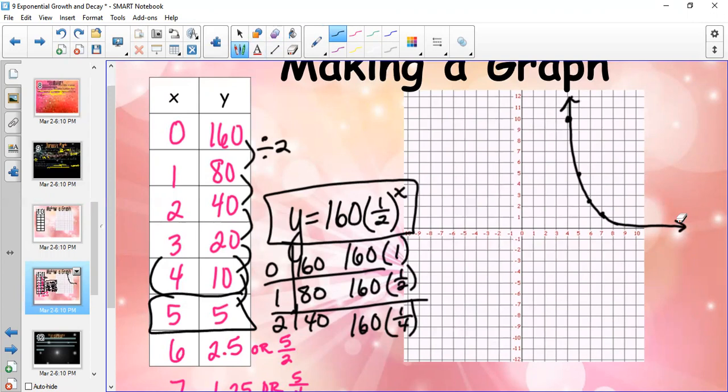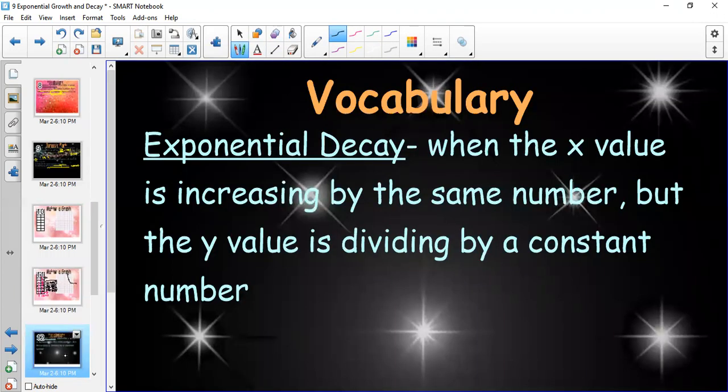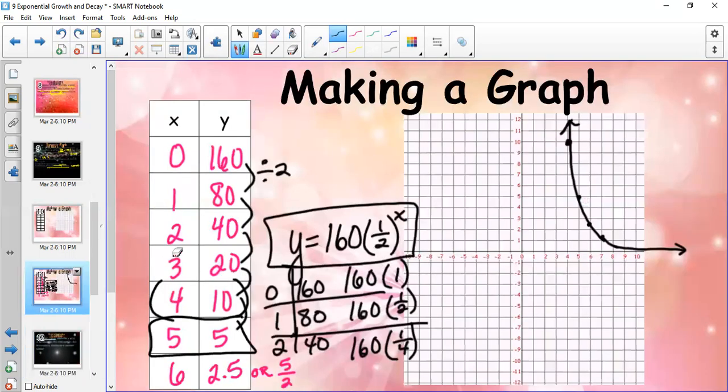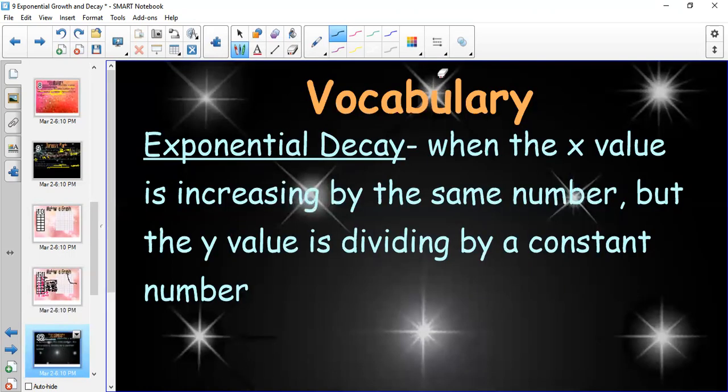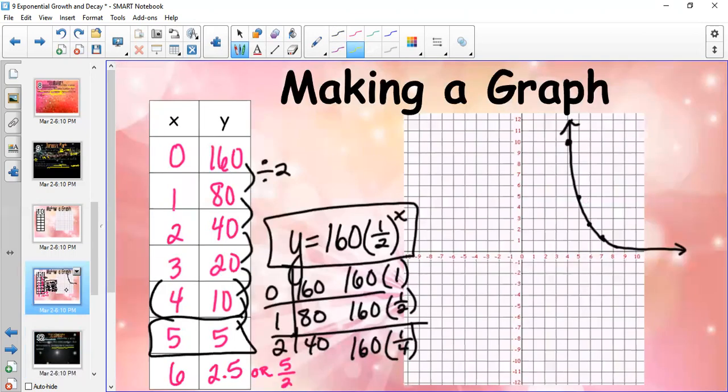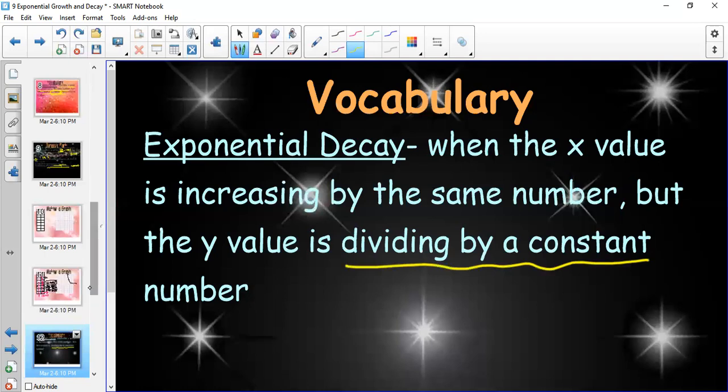And we call this exponential decay. So when the x value is increasing by the same number, in this case our x's were going up by 1, but our y values were dividing by a constant number. So we were dividing all of these by 2. So this is what we would consider exponential decay. Again, growth is multiplying, decay is dividing.